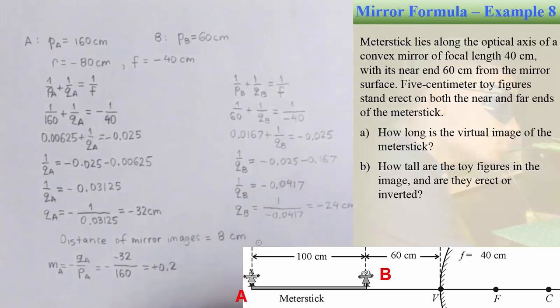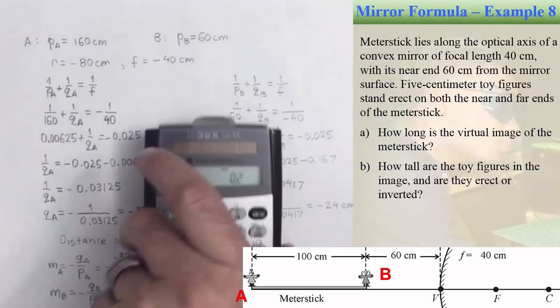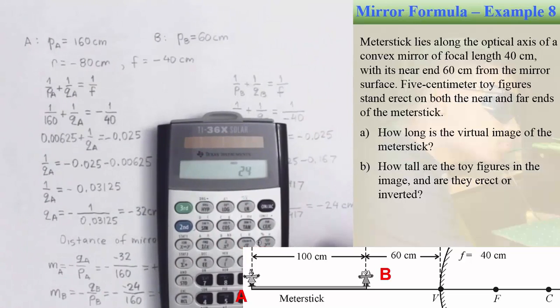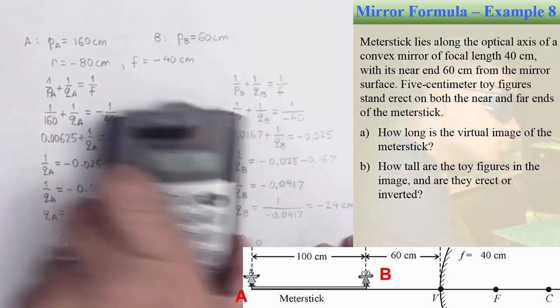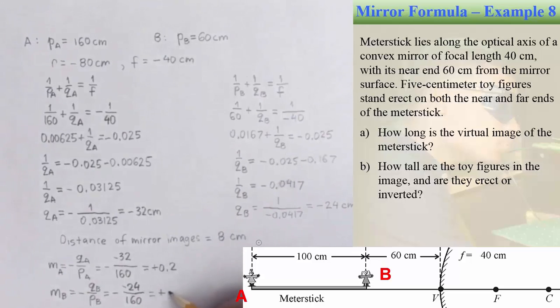0.2. And then for the toy figure B, you can do the same math, minus QB over PB is equal to negative 24 over 160, which is equal to plus, let's see, 24 over 160 gives us 0.15, plus 0.15.